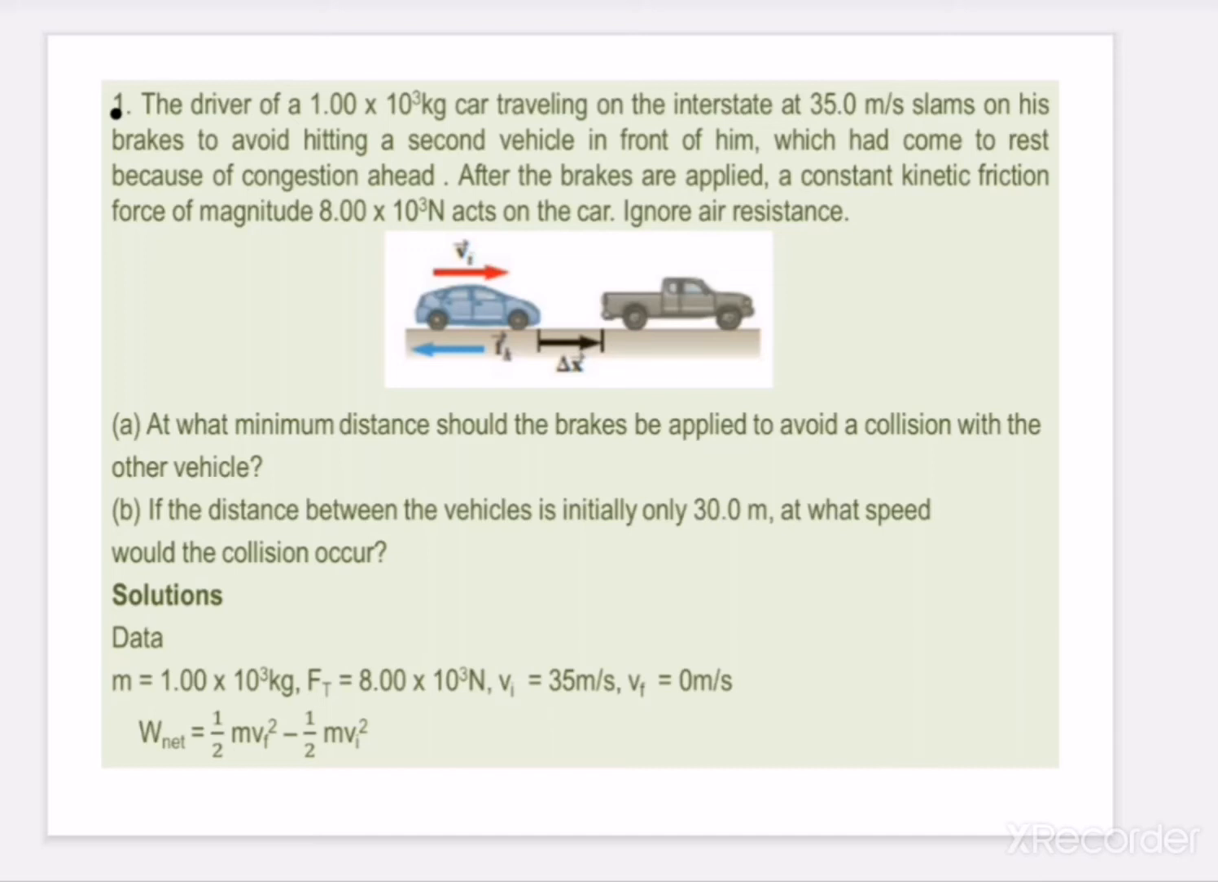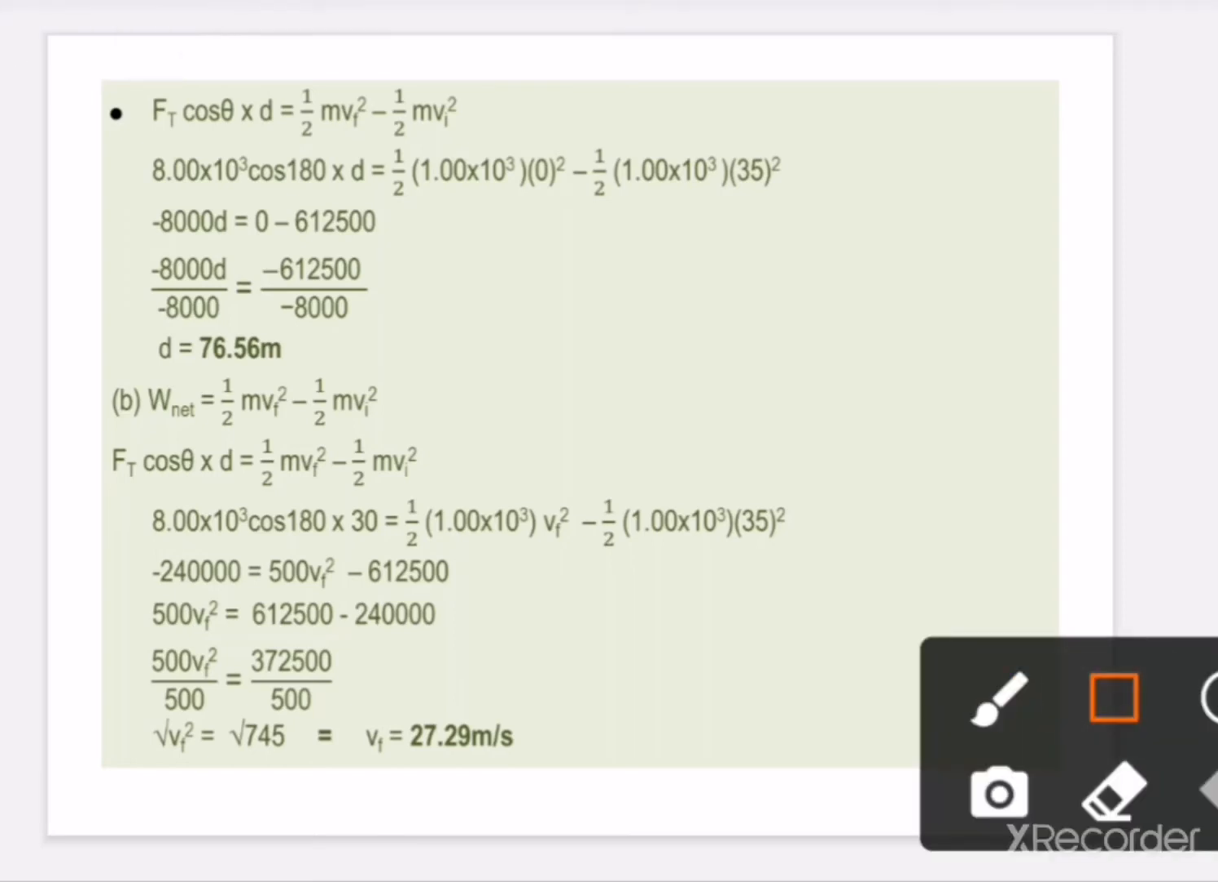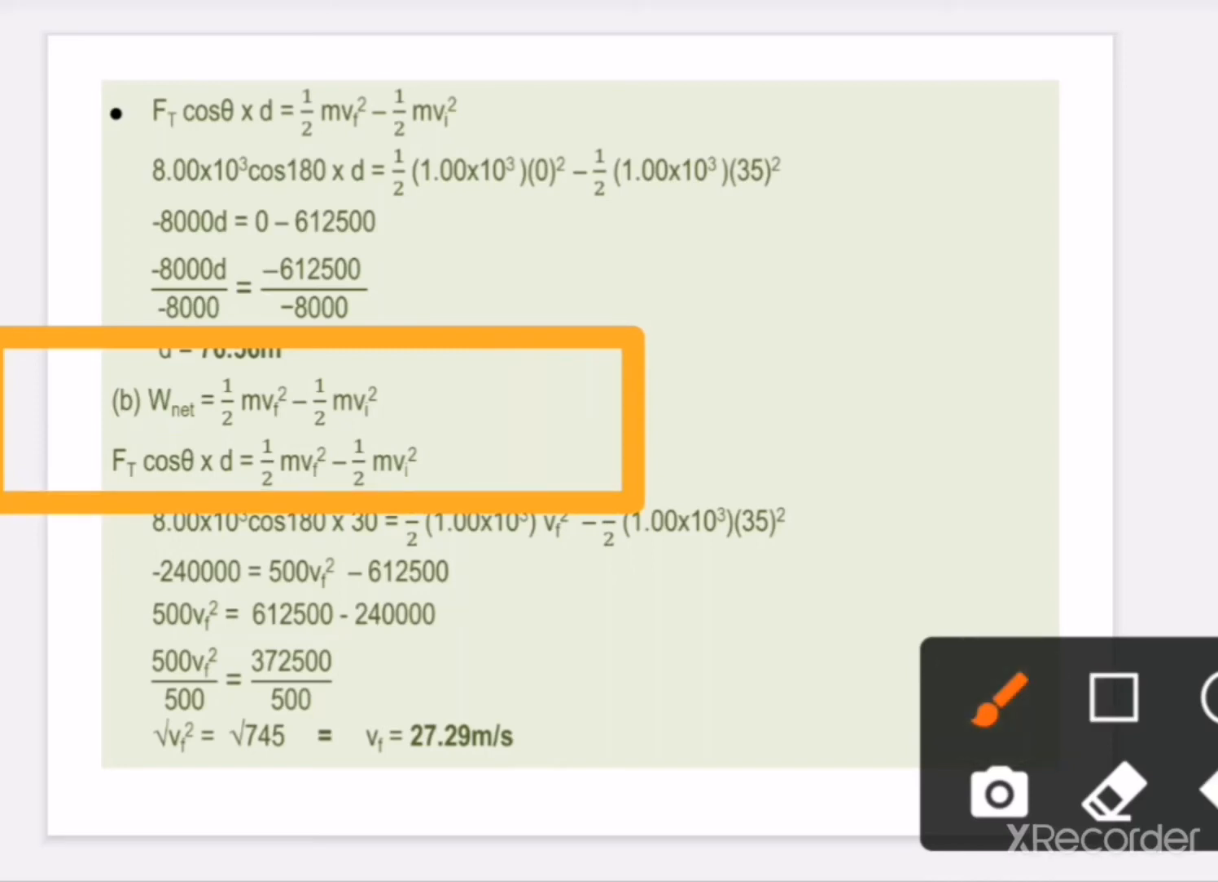So now we are looking for the speed at which the first car is going to hit the second car. Again, all we need to do here is apply the work energy theorem. We're going to do almost exactly the same thing, but of course this time we know the distance on this side, which has been given as 30. So we'll do the same thing.